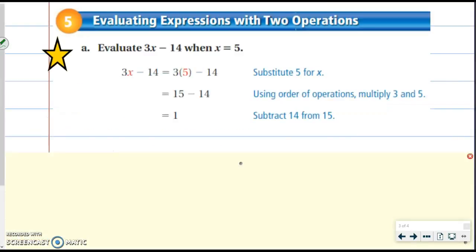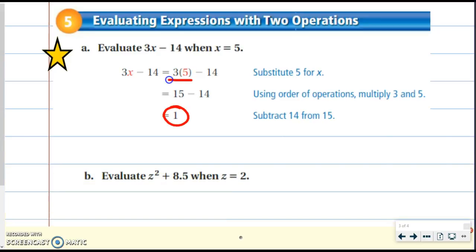All right. The importance of this example is not only that we're using 2 operations, because we're using multiplication as well as subtraction, but I want you to see that they're replacing the x with a 5, and by doing so, they put it in parentheses, as you see here. That just means 3 times 5. So, to backtrack, 3x minus 14, we're going to evaluate that one using x equals 5. So I'm going to replace x with the number 5, and knowing that I need to use the order of operations, I'm going to multiply first, and then subtract 14, and end up with my answer of 1.